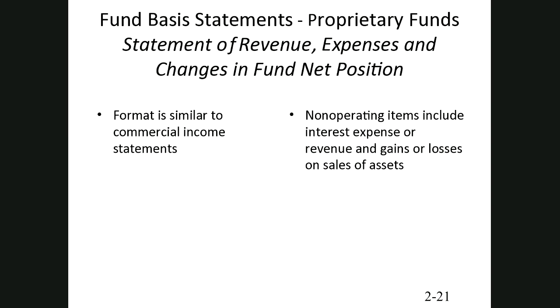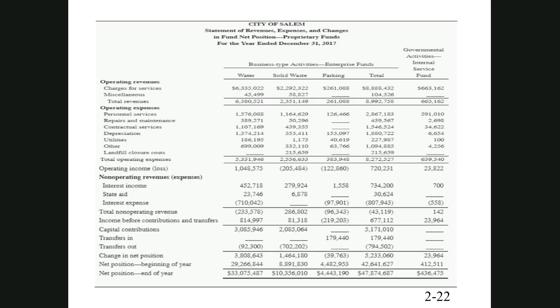Okay, now a little bit about the flow statement. Again, very similar to a commercial income statement. They do have certain non-operating items, interest expense, or certain gains and losses. This is what that flow statement looks like. This is from page 39 in Copley. Shouldn't be too many surprises here.